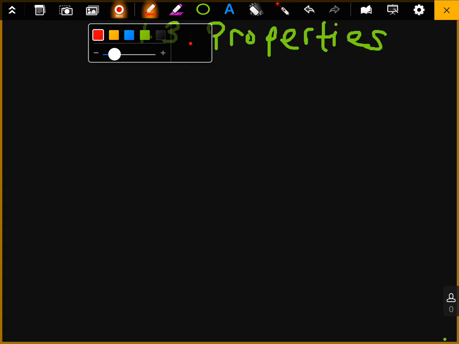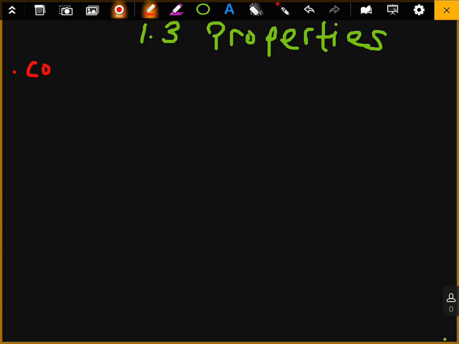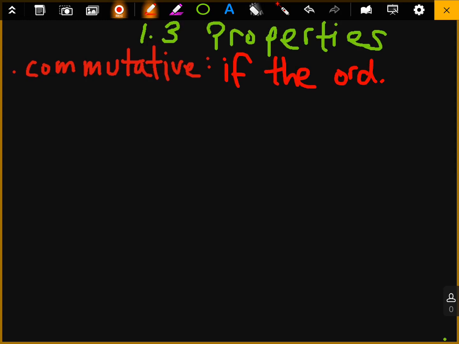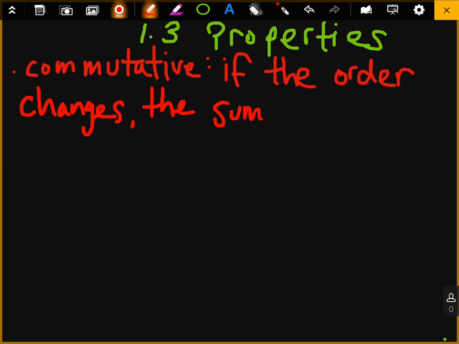The first term is the commutative property. This is both for addition and multiplication. What this is, if the order changes, and this is the order of the numbers, they call them add-ins, or factors if it's multiplication, add-ins if it's addition. So if the order changes, the sum for addition or product for multiplication stays the same.